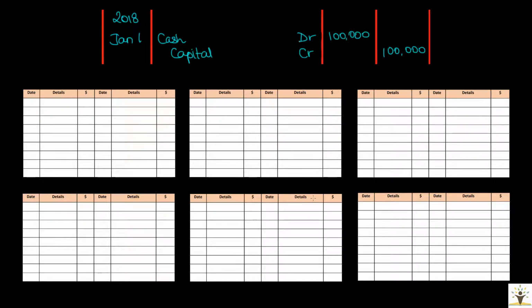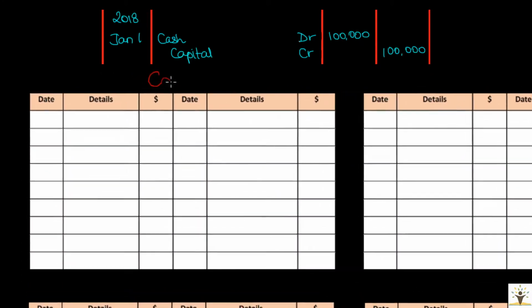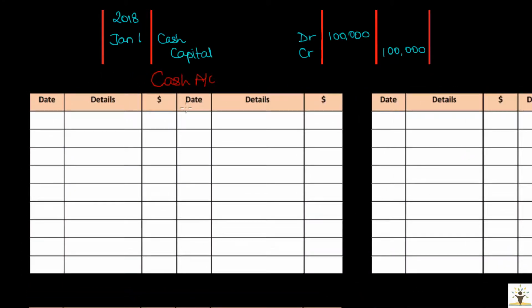So the first transaction is Andy introduced cash into the business. Cash is debited and capital is credited. Let us open a cash account. Since cash is debited, go to the debit side of cash account. Write on the date, Jan 1. Details column, you will write the account that is credited. So capital is credited here, so we'll write capital in the details column and 100,000 in the amount column.